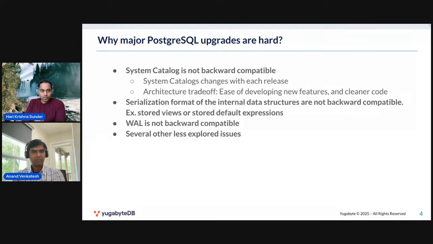And this is just one of the problems. I'll go into the catalog in detail as well. There are other things, like the serialization format of views and expressions, and the WAL itself isn't backward compatible. So there's a ton of things. There are less explored options. People haven't done a full deep dive into what all is needed to fix it in Postgres, because the system catalog is the elephant in the room. It's so big that without solving that, you can't even get to the other problems.